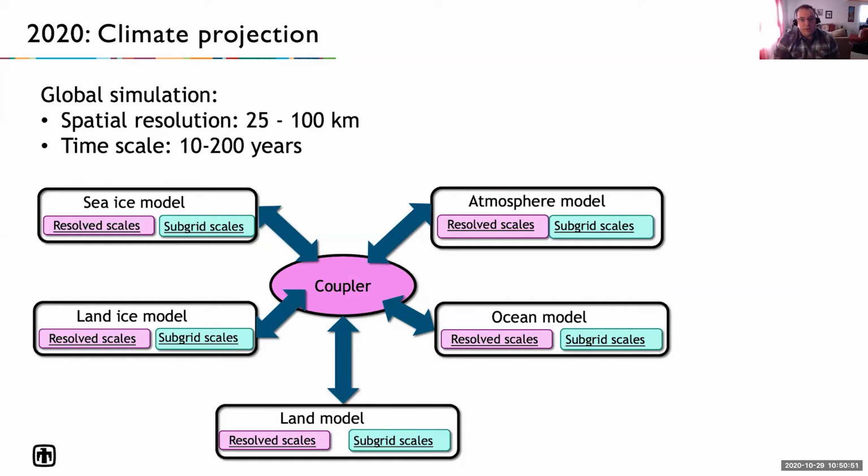The DOE climate model runs at 25 kilometer resolution. The latest IPCC simulations run at 100 kilometers resolution. The reason the DOE runs at higher resolutions is because we have the luxury of being able to run on the gigantic DOE computers, but also because the DOE mission is a time scale of 40 to 50 years, whereas the IPCC mission is a time scale of 100 to 200 years. So we can afford to run at higher resolution for those two reasons.